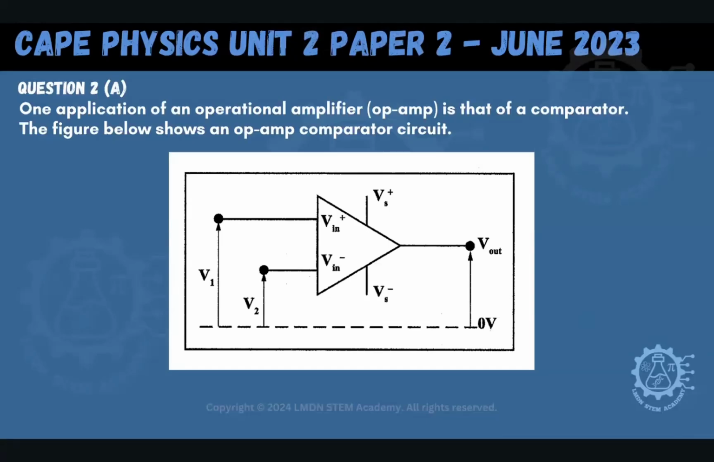In this video, we will be working through the June 2023 Physics Unit 2 Paper 2. So we're on question 2, which is a question from Module 2. It says that one application of an operational amplifier, or an op-amp for short, is that of a comparator. The figure below shows an op-amp comparator circuit. So this is what the circuit looks like whenever we're using an op-amp as a comparator.